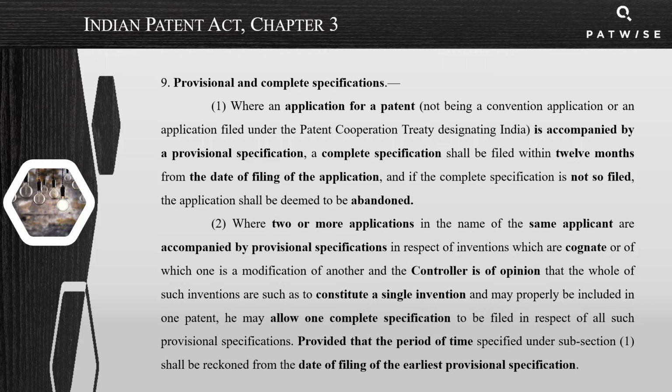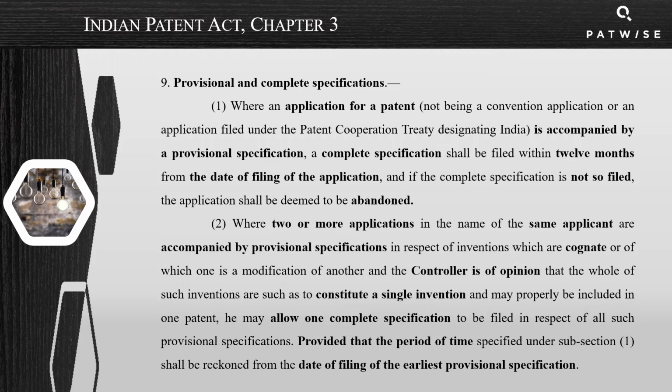According to subsection 2, where two or more applications of the same applicant are accompanied by a provisional specification and the controller is of the opinion that these two inventions constitute a single invention, then according to section 9(2), there can be one single complete specification that can be filed in respect of the two provisional specifications. However, the time limit of 12 months shall be counted from the first of the provisional specifications.